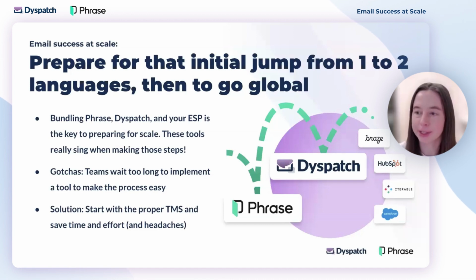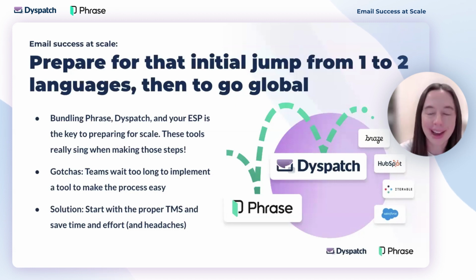Another thing that we recommend at Dispatch is look at the tools that you're already using, right? You're probably already using, here we mentioned Braze, HubSpot, Iterable, and Salesforce because they're really common, but ask the folks at Braze, what's a good solution for me? At Braze, they know about Phrase. They know about the other options out there. They know about Dispatch, but they know your business as well. And they can help you put together a plan for what will work.